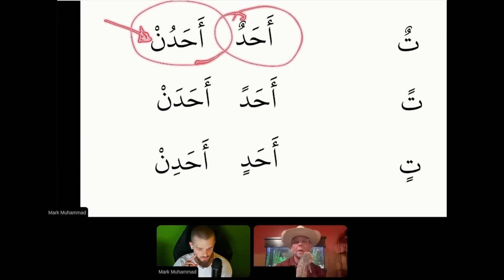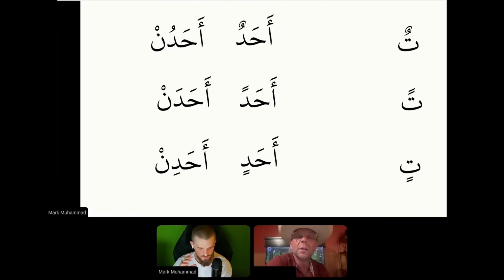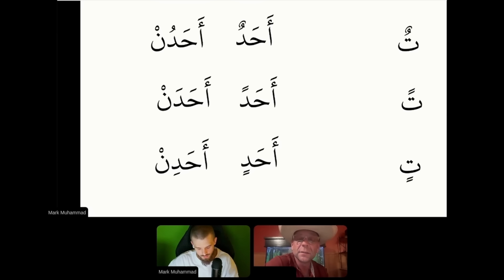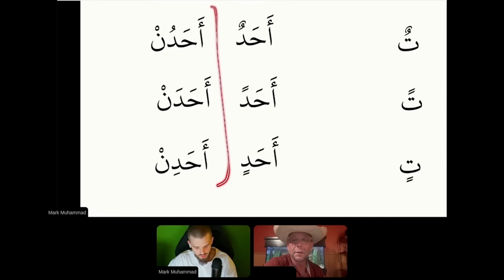Yes. So this is how you would write out this word in terms of phonetically how it would sound, right? Okay. So how would you read this? Ahadun. Yes. This one? Ahadin. No, ahadan. Yes. Ahadan. No, I'm saying it wrong. Ahadan. Okay, and this one would be ahadin.